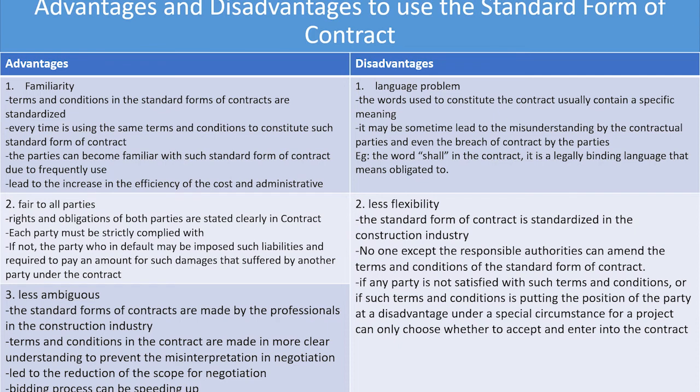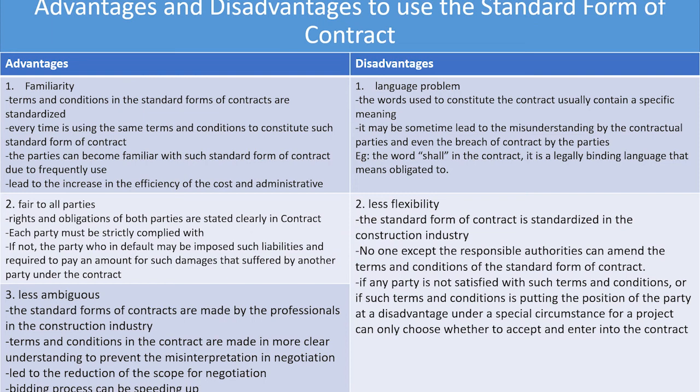For the disadvantages, there is a common problem faced by the parties when using the standard form of contract. There is a language problem. It is because the words used to constitute the contract usually contain a specific meaning. It may sometimes lead to misunderstanding by the parties involved and even breach of contract by the parties. For example, the word shall in the contract is a legally binding language that means obligated to.